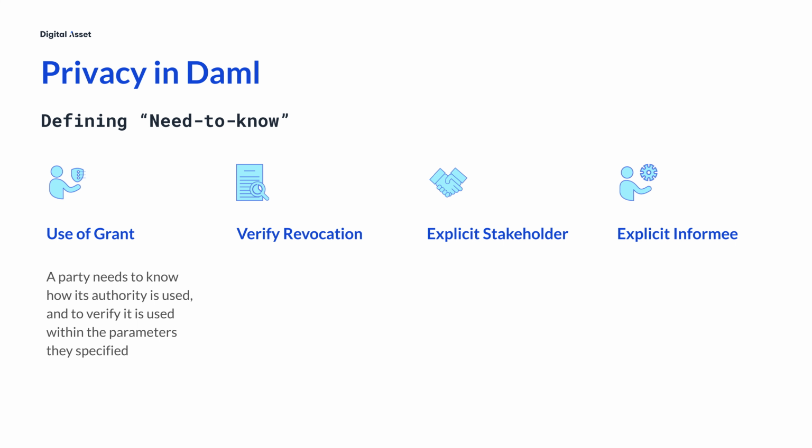Therefore, it is necessary for a party that grants an authority to be able to observe the use of that authority and verify that its subsequent use or further delegation is correct and within any limits and conditions set upon the initial grant. To achieve this, a party needs to know how its authority is used and to verify it is used within the parameters they specified.